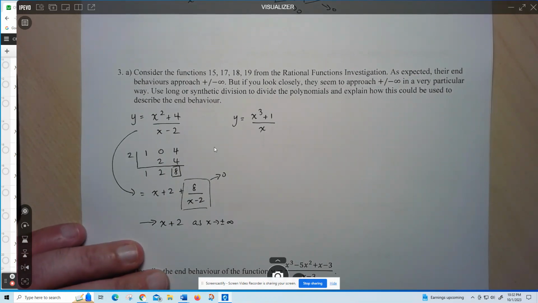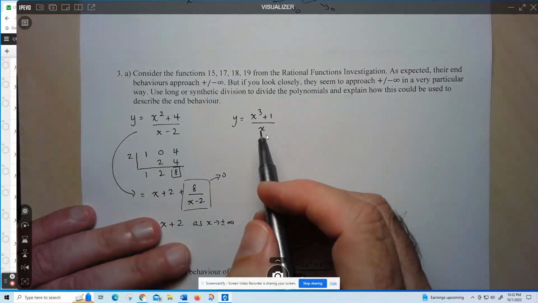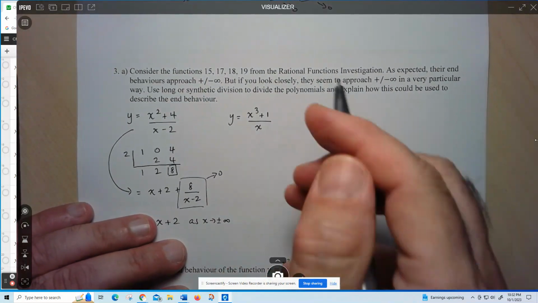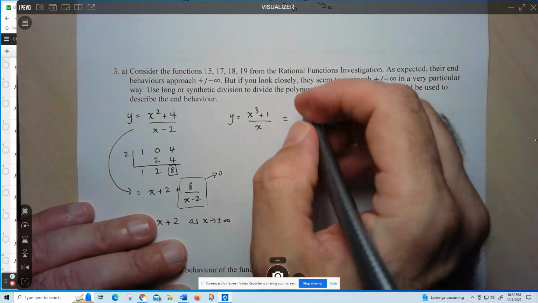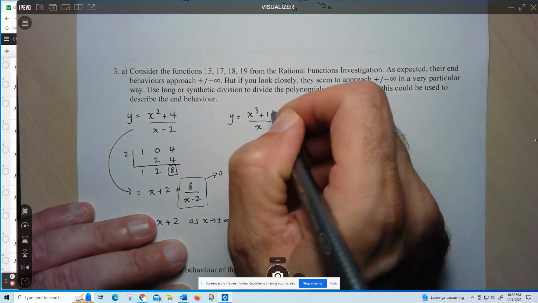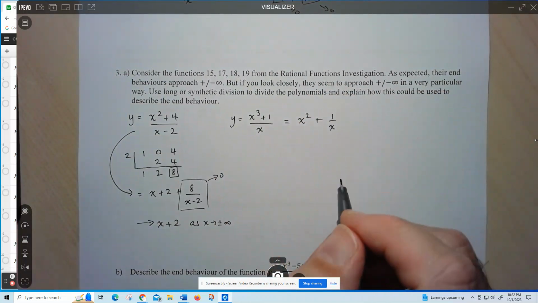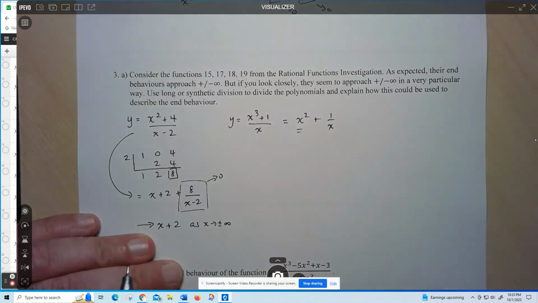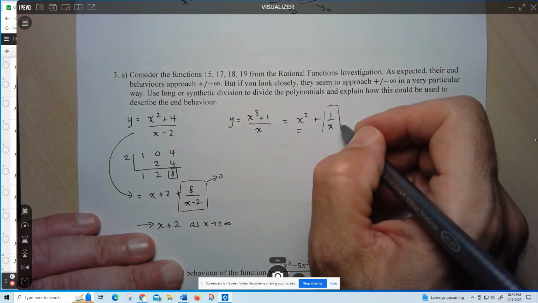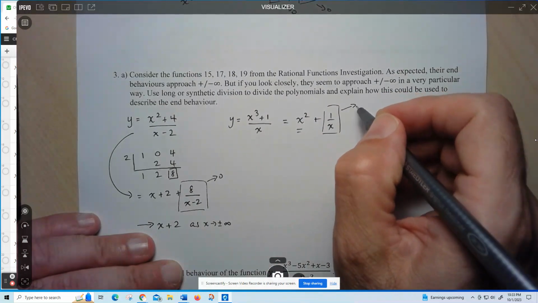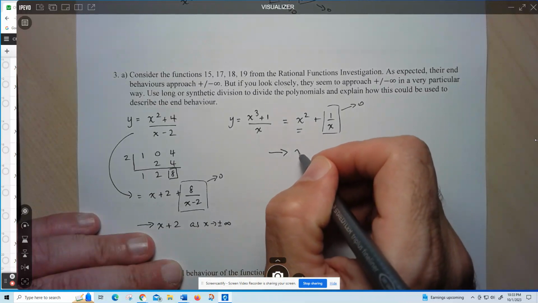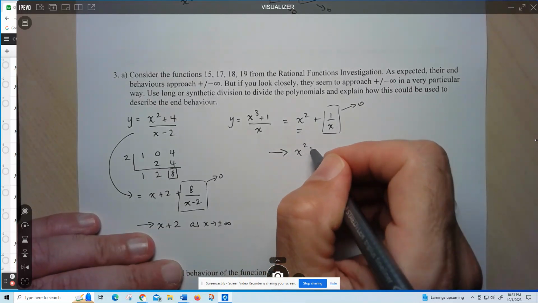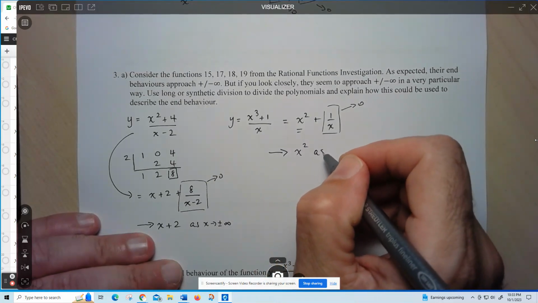Okay, let's take a look at this one here. Like I said, we could use division, but you're dividing by a monomial, so we can easily just do x cubed over x, which is x squared, plus 1 over x. Look at that. We automatically have our quotient, which is a quadratic, plus our remainder term. And again, as x gets very, very large or very small, this is going to approach 0. So the whole function is not going to be equal to x squared, but it's going to be getting closer and closer to the function x squared.